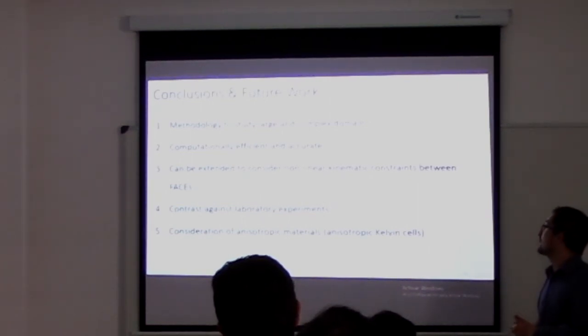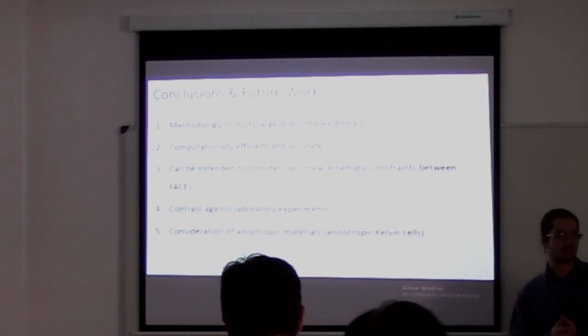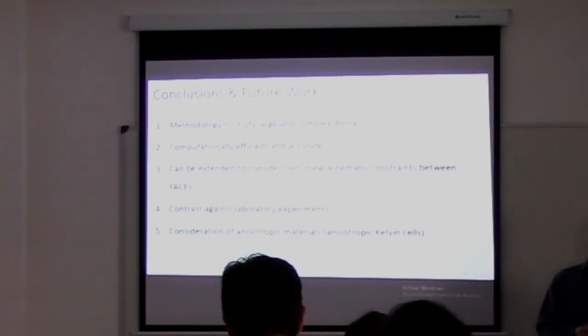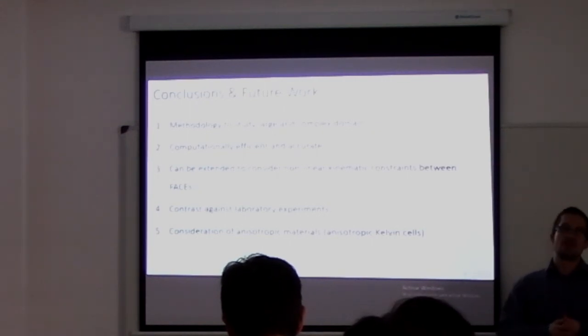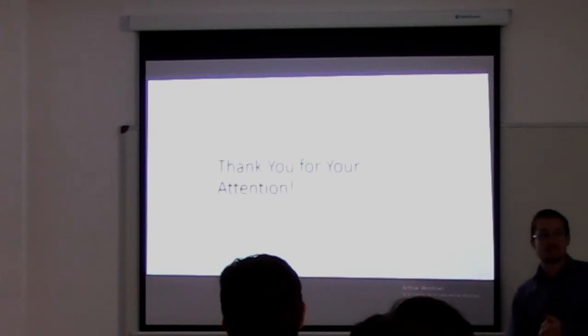And as a future work, as an opportunity to extend this research, we may consider some anisotropic geometries associated with the material, for example, an anisotropic Kelvin cell, so that it is larger in one side in comparison with the other sides. And thank you for your attention.